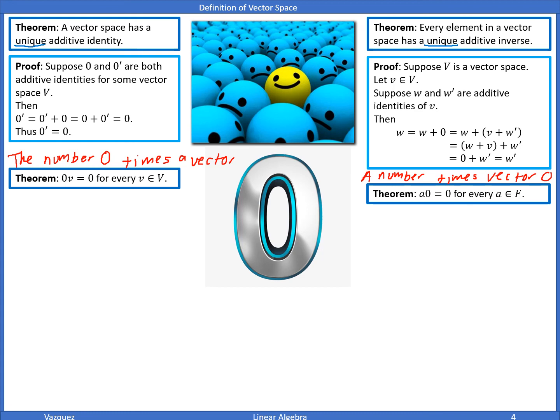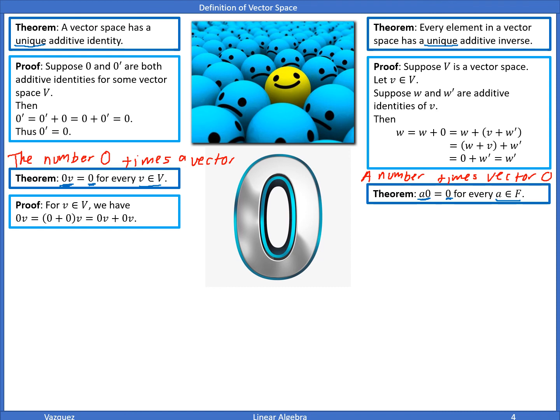So now, to read the theorems, the first one is 0 times v. The number 0 times the vector v is equal to the 0 vector for every vector v in V. The other one says any number a times the 0 vector is the 0 vector for every a in our field. So our proofs, again, really straightforward. For v in V, we have 0 times v. Well, 0, we can just put it as 0 plus 0, because 0 plus 0 is still 0.